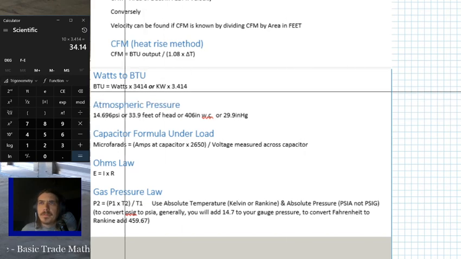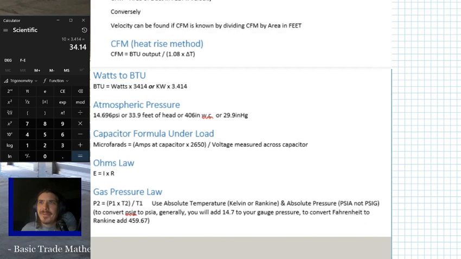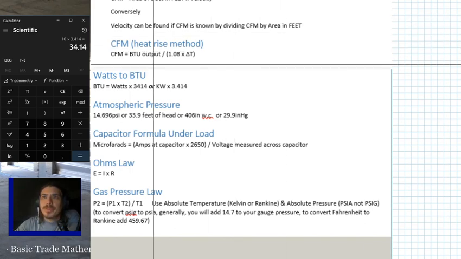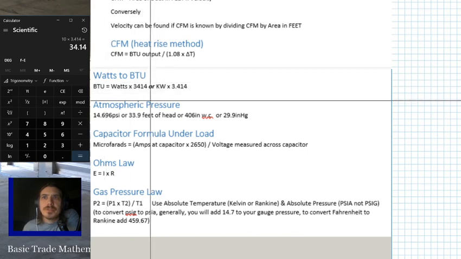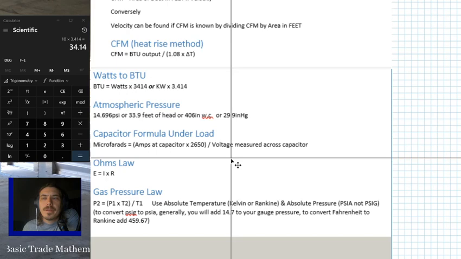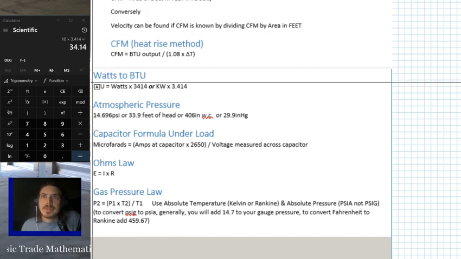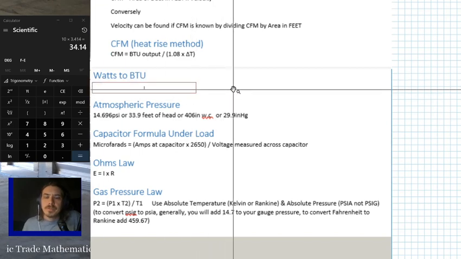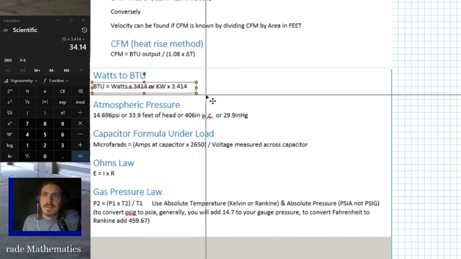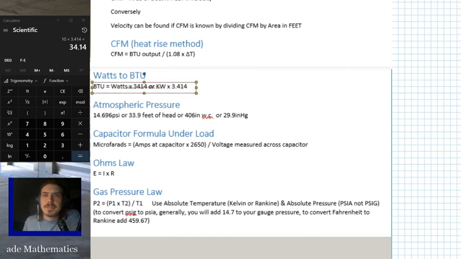Wait, no, I've got this written backwards. What the heck? All right, so let's fix this formula real quick because it's kW times 3414 or watts times 3.414. Because that would not be a 34.14 BTU heat kit. So let's just do this real quick. I'll make sure I fix this. Let's do this. Watts times 3.414 or kW times 3414. All right, and I'm going to fix this so it covers that up.